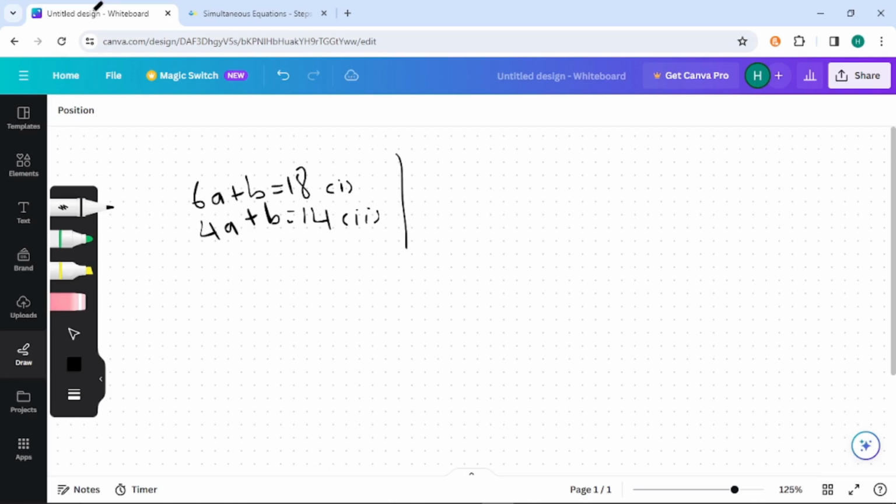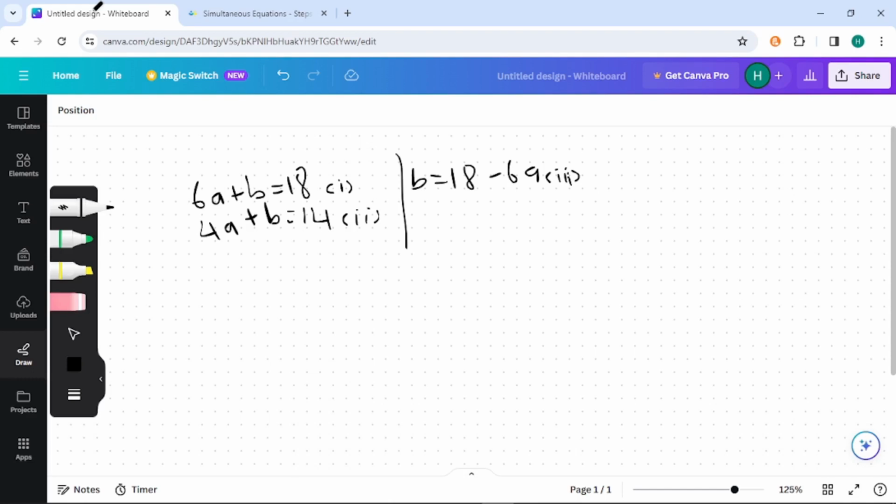So first, I have to make one of these the subject of the formula. I will make b the subject of the formula in equation 1. So I can write b equals 18 minus 6a, which I will name equation 3. And now I will substitute the value of b, 18 minus 6a, into equation 2.